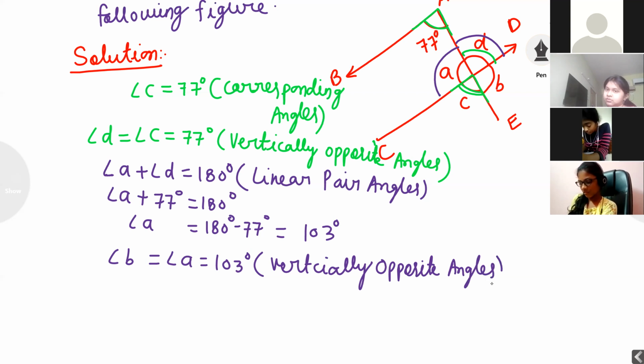The answer is completed. Interesting question or not, students? But we need to think about which angle property we want to apply. Then only you can solve the question. Note down fast, friends.